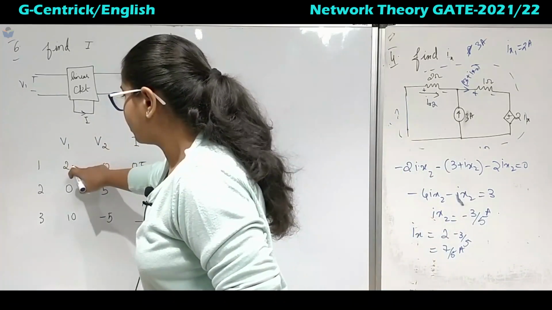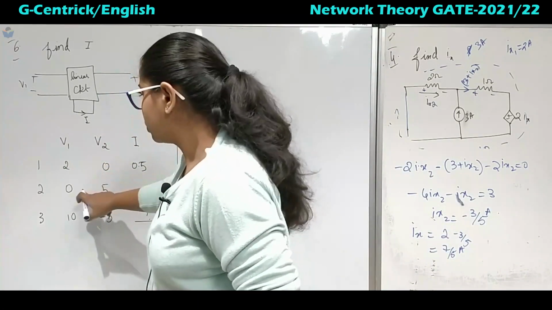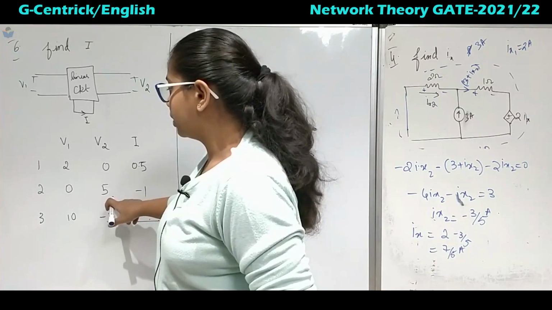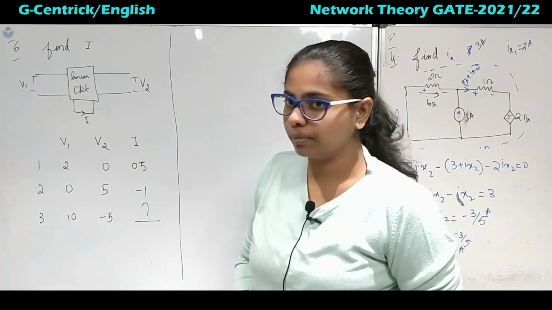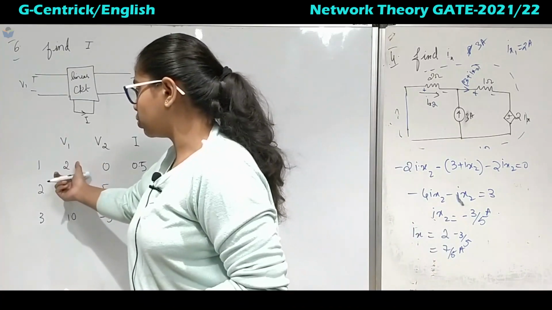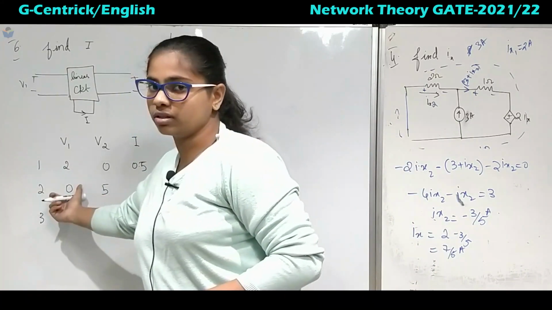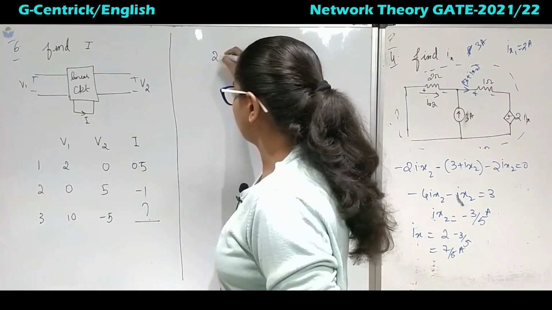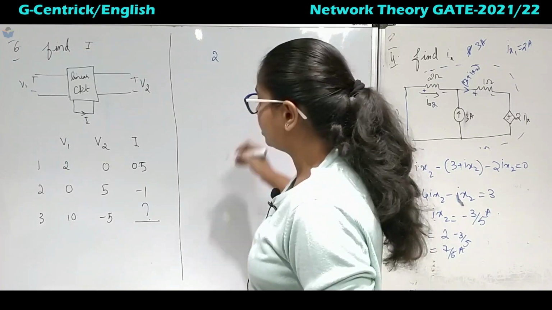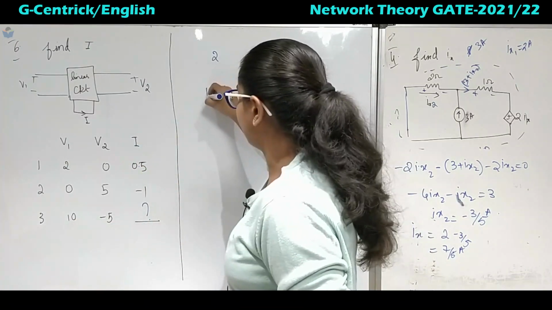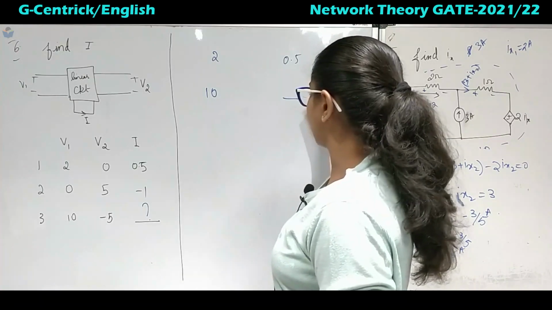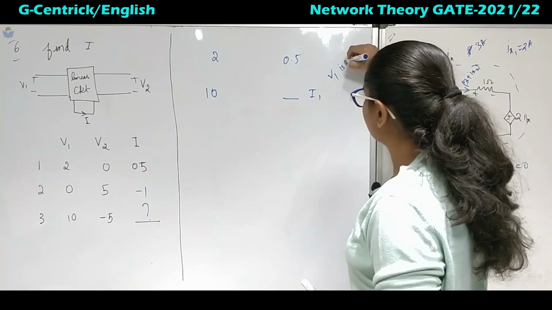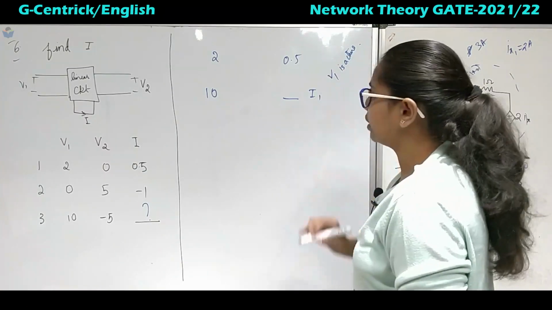Now first is V1, V2 is 0. So next V1 is 0, then V2 is we are getting some value, right? So it is nothing but the superposition theorem problem. Okay, because once we are short circuiting V2, then second time we are short circuiting V1. Okay, so here also if you see it is 2 and 0.5, right? And here we have got 10 and we have to find first I1. Okay, for when V1 is active. When V1 is active. Okay, we have to find I1.